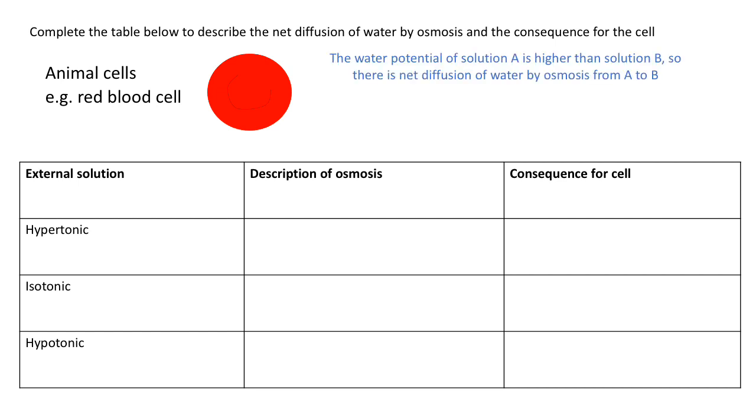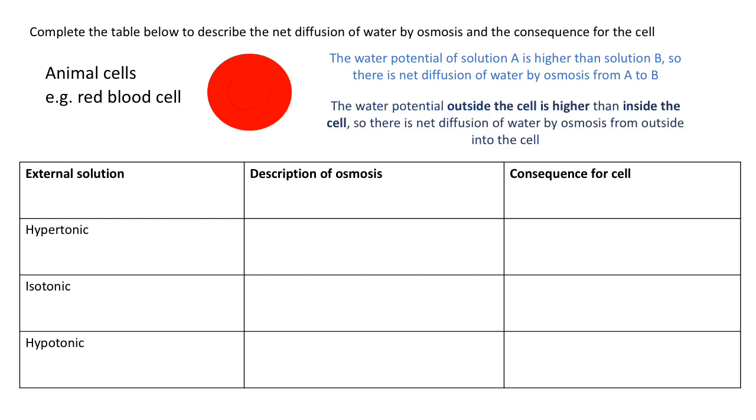It was this description basically. So in that we refer to solution A and solution B, or solution C, solution D, and so on. Obviously you want to change that for this, and you want to be using this sentence structure. So refer to outside the cell or inside the cell, because that's what we're discussing. So your task is to complete the table.